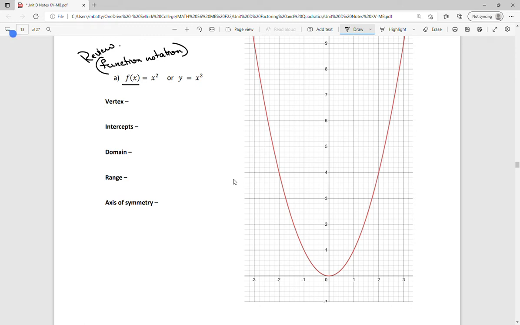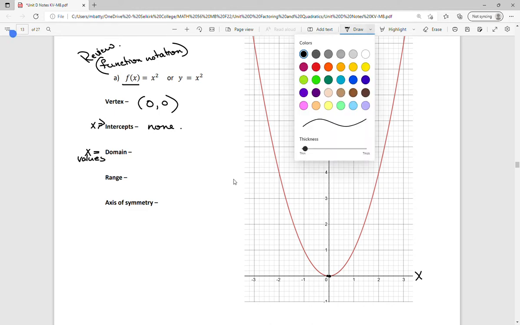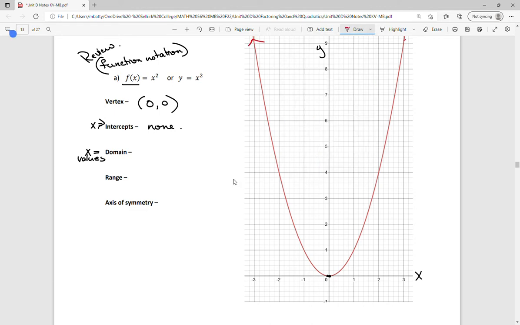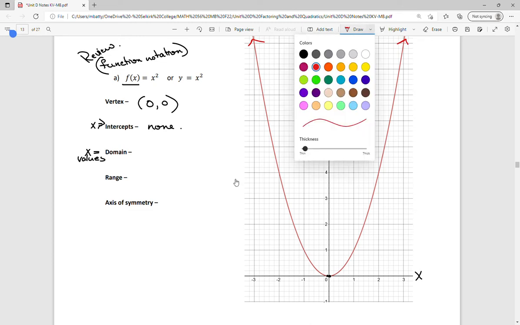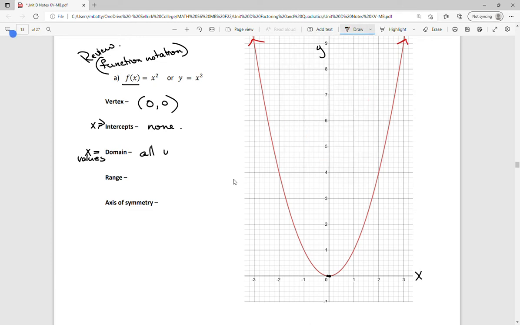Okay, so the vertex for this one would be right down here. That is an ordered pair of (0, 0). The x-intercepts for this one would be none. It doesn't cross the x-axis. Remember, this is the x-axis and this is the y. We could say the y-intercept, but let's not bother with that one. The domain of this, so that's all values of x, right? I did note before that these lines go on forever. So all values of x.